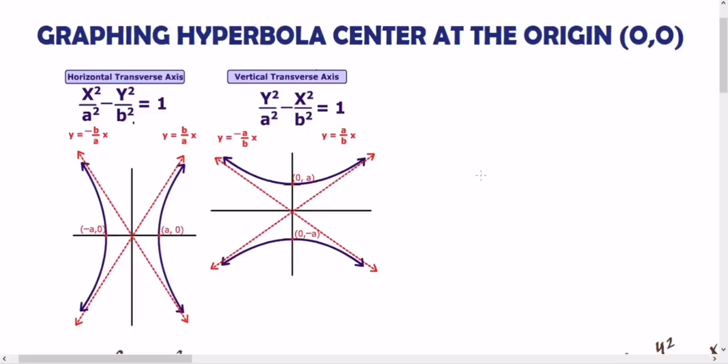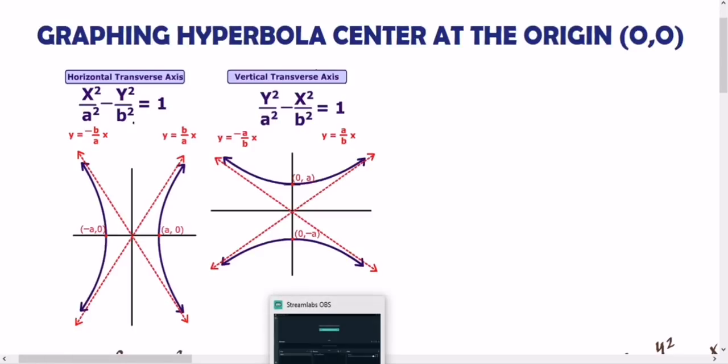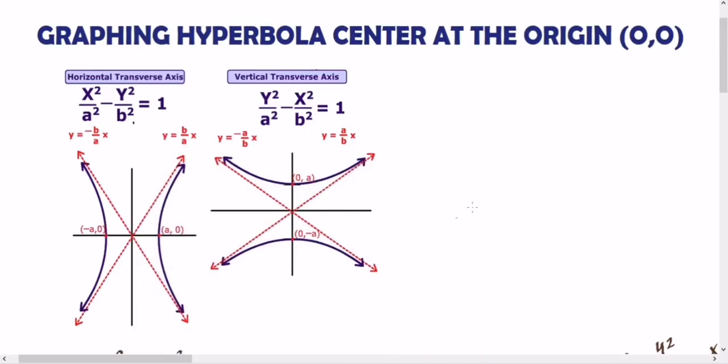For today's video, we will be discussing graphing hyperbola centered at the origin or (0, 0). So we have two types of hyperbola. Meron tayong hyperbola horizontal transverse axis. Ito yung itsura niya. Then meron din tayong hyperbola vertical transverse axis. Ito naman yung itsura niya.